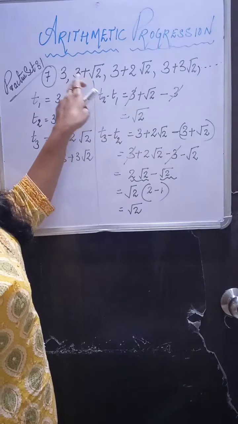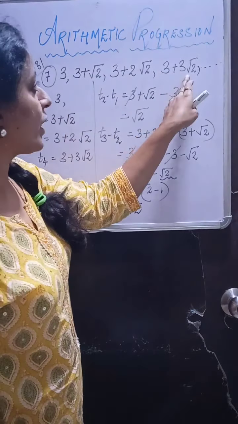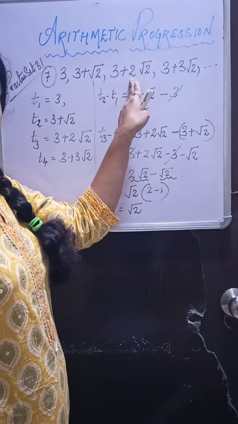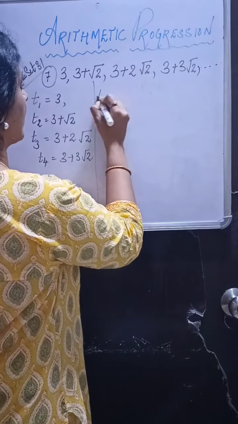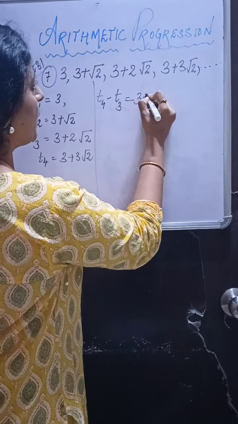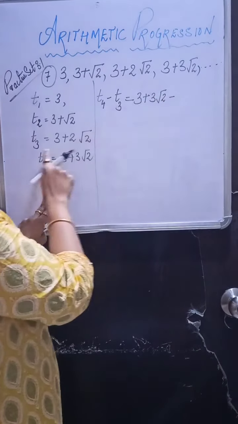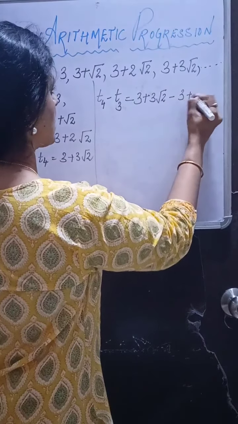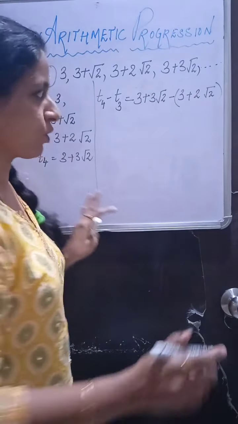Same. T2 minus T1 we did. T3 minus T2 we did. Now last is T4 minus T3. T4 minus T3 is equal to 3 plus 3 root 2 minus, what is T3? 3 plus 2 root 2. See, children, put it in brackets, otherwise everything will go wrong.